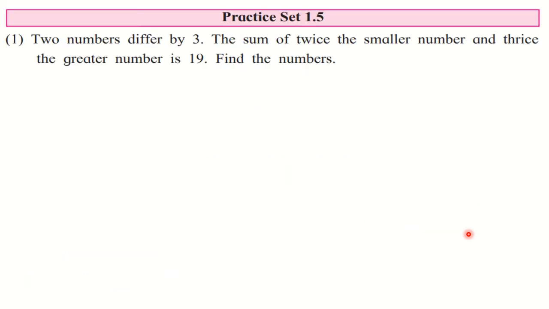Practice set 1.5, where you have word problems from chapter number 1. So I am discussing some questions. First one, two numbers differ by 3. The sum of twice the smaller number and thrice the greater number is 19. Find the numbers. See how to decide whether we have to use one variable or two variables. Here you will find that two conditions are provided. Most probably, in equations of two variables, there are two conditions provided in such questions.